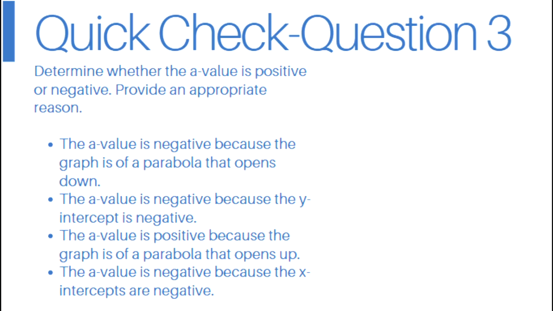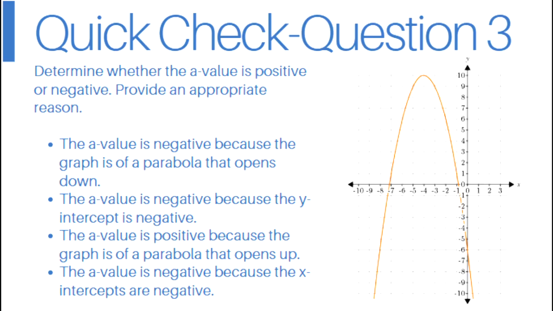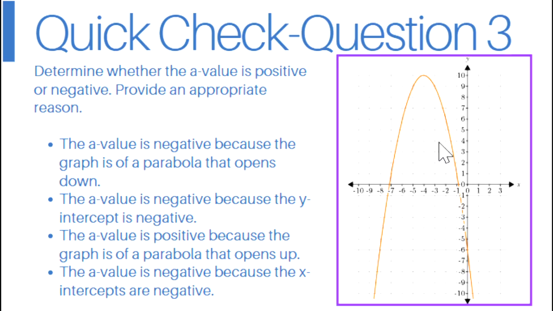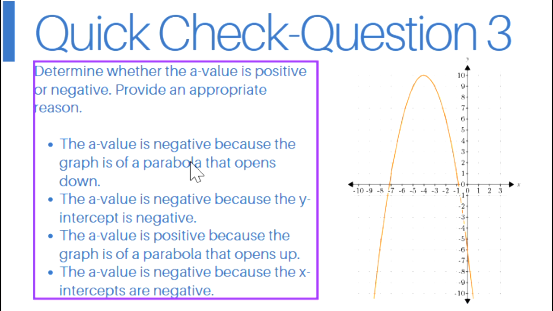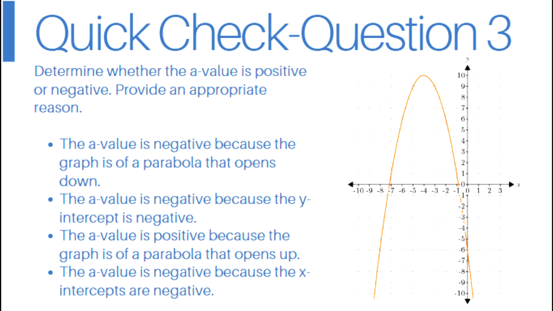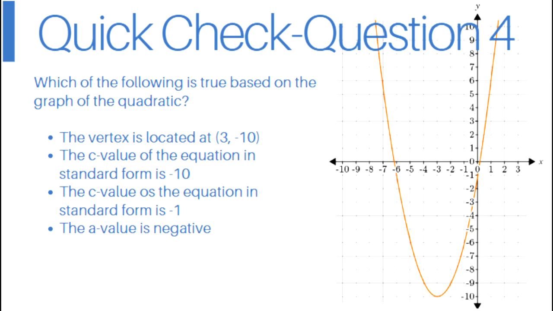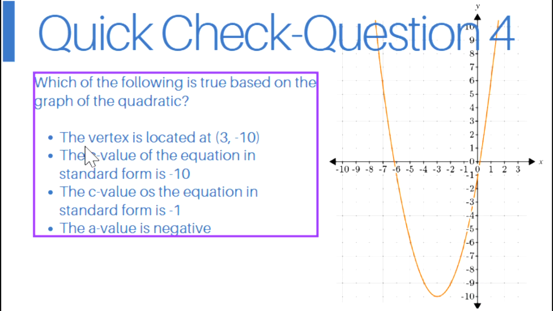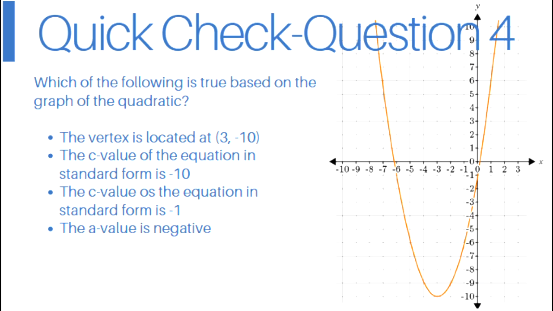Quick check question number 3 at the end says determine whether the a value is positive or negative. Provide an appropriate reason. There's that graph back for you. So you'll look at this and then you'll decide which answer is correct here. Only one answer can be selected. And quick check question number 4 says which of the following is true based on the graph of the quadratic. And this one you may be able to select more than one.